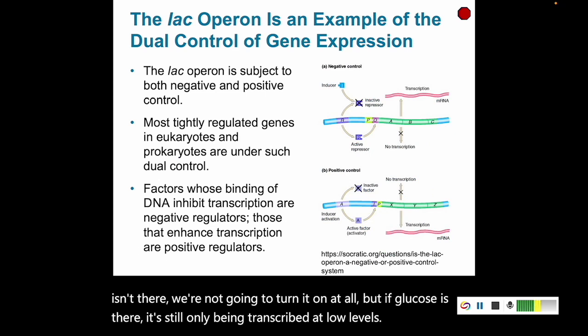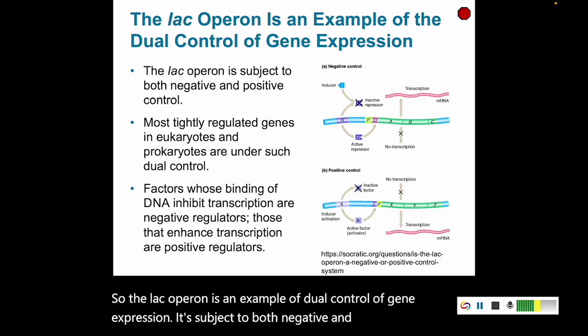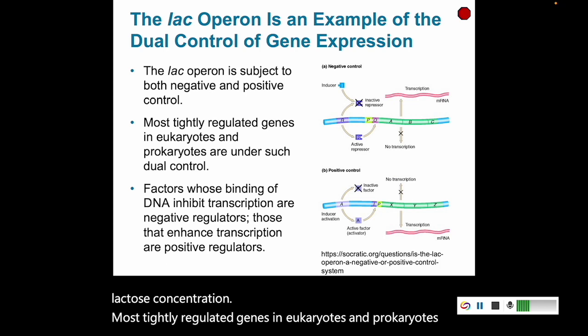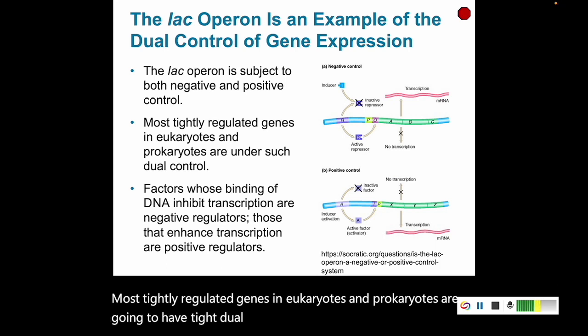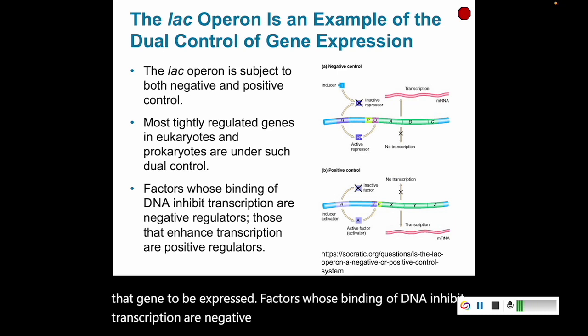So the Lac Operon is an example of dual control of gene expression. It's subject to both negative and positive control. It is under control by glucose concentration and under control by lactose concentration. Most tightly regulated genes in eukaryotes and prokaryotes are going to have tight dual control for just the right situations for that gene to be expressed. Factors whose binding of DNA inhibit transcription are negative regulators, and those that enhance transcription are positive regulators.